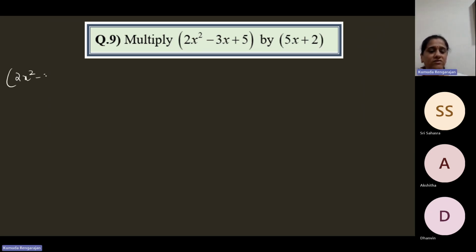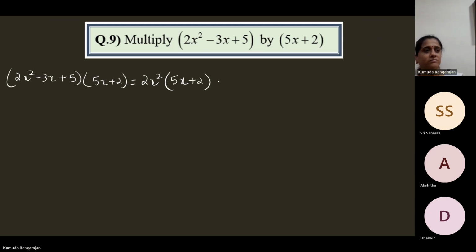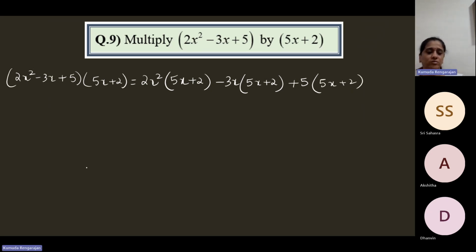2x square, I'll write this how you write it. That's 5 into 5x plus 2. First term into the second bracket, 5x plus 2. Then second term into the second bracket. Correct. Very good. Then plus 5x plus. Correct. Then like terms you must simplify.